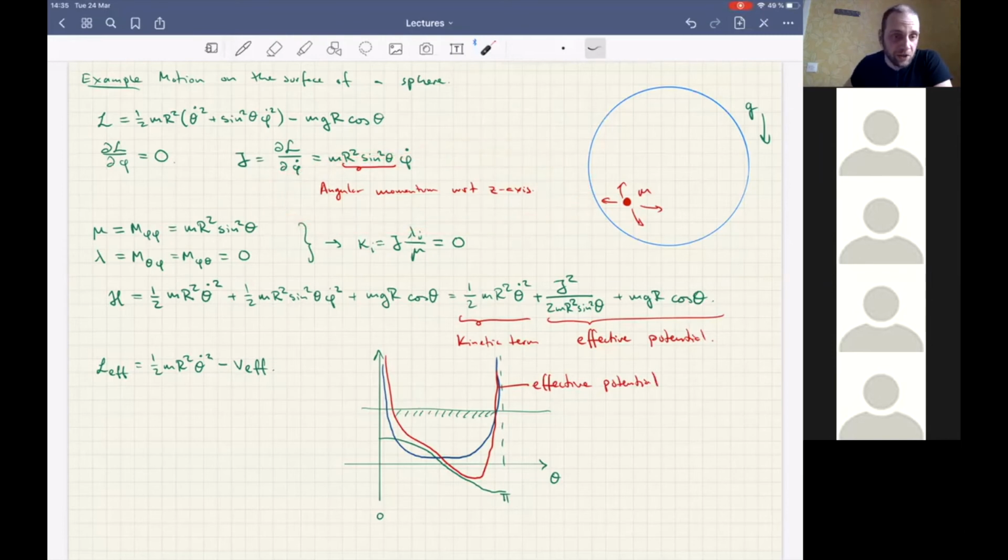And we're going to see the same thing is going to be true if we move, for example, in a central potential, assuming that the central potential does not have any very unnice properties.